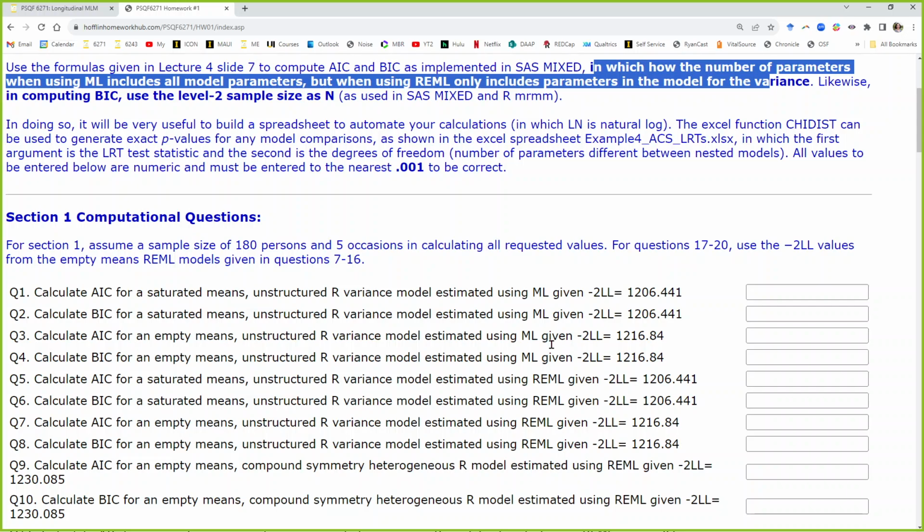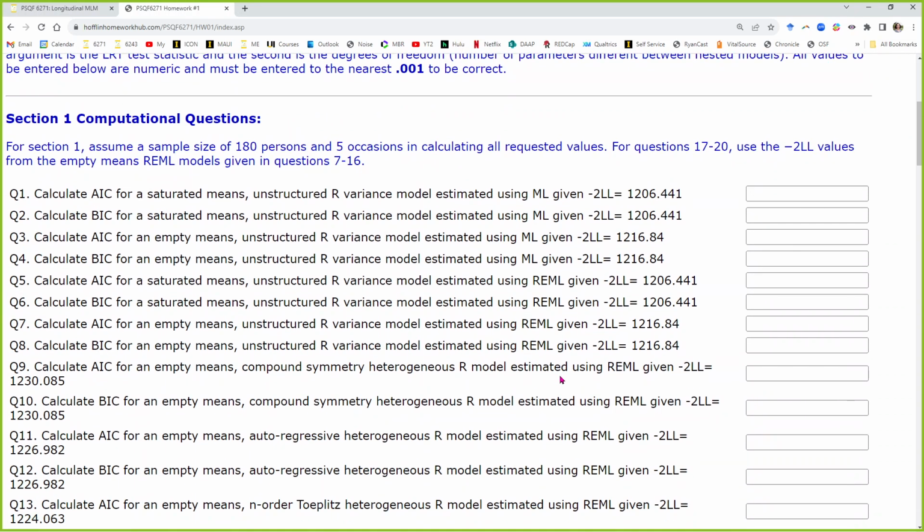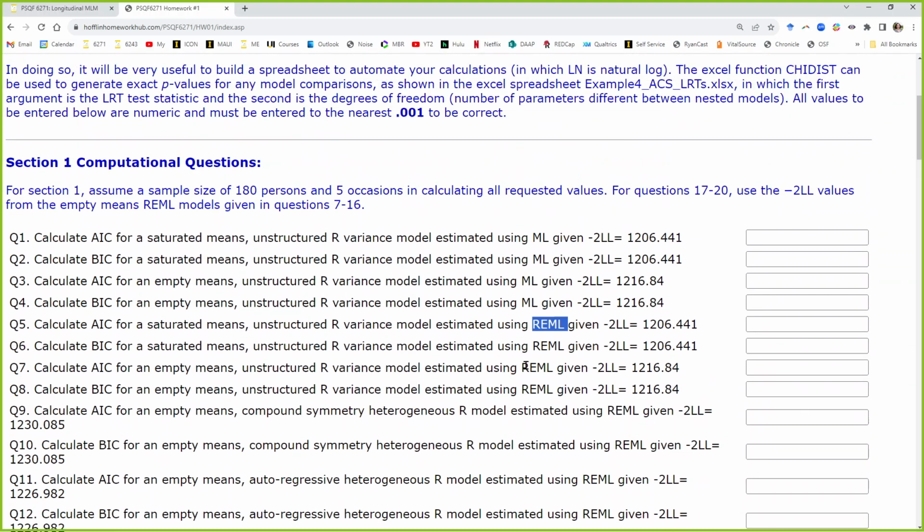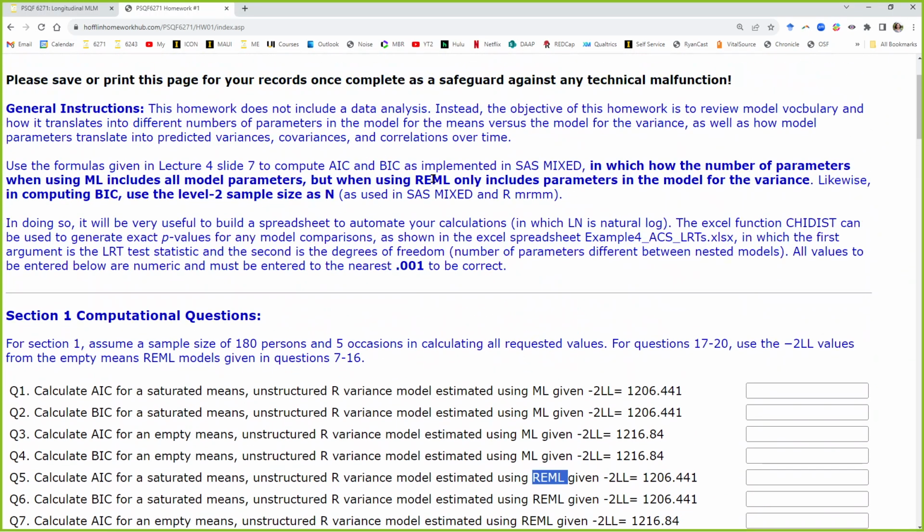I know that other programs don't necessarily follow it, but I wanted to reiterate which parameters are on the model for the means, fixed effects side versus the model for the variance, random effects and residual side. And so if you're in ML, all the parameters count. If you are in REML, only the variance model parameters count. So that is up here in the instructions as well.